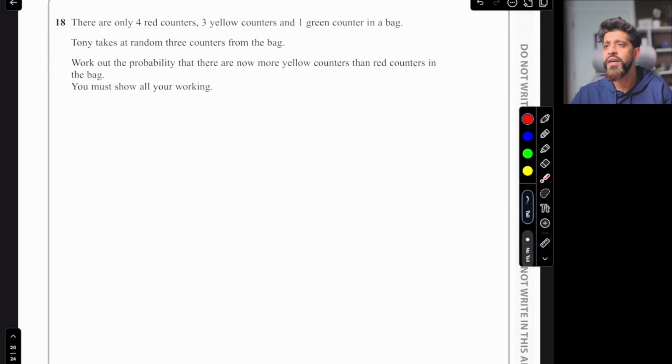Okay, question number 18. There are 4 red, 3 yellow, and 1 green counters in a bag. Tom takes at random 3 counters from the bag. Work out the probability that there are now more yellow counters than red in the bag. You must show your working.